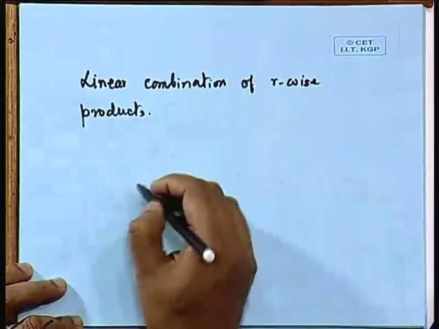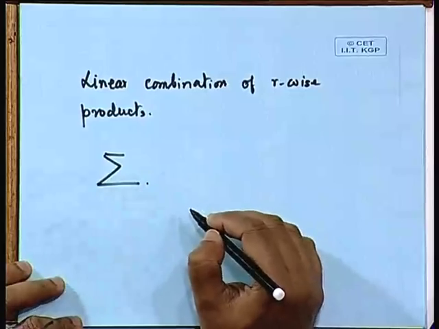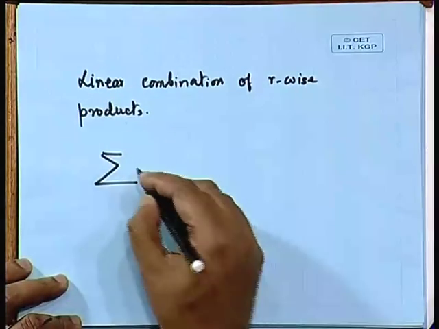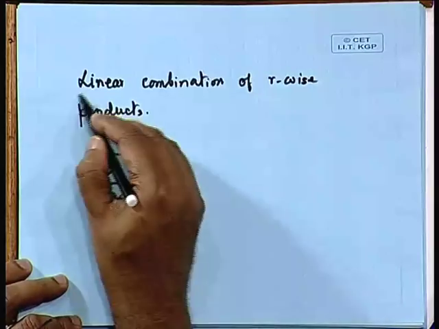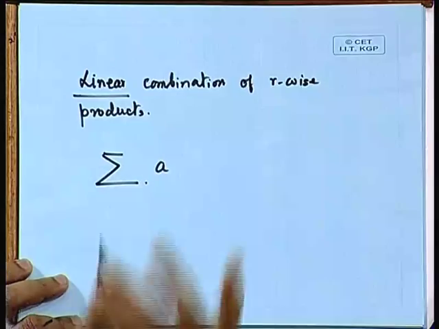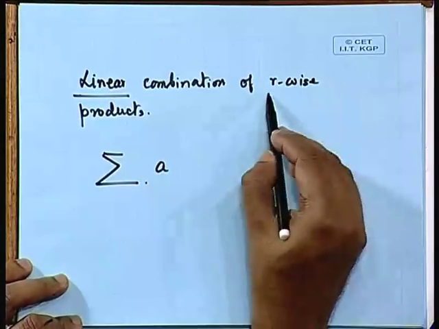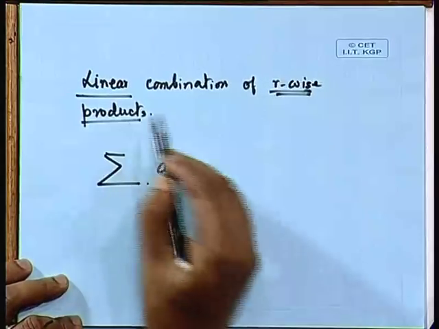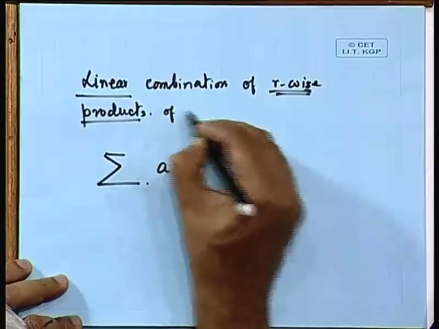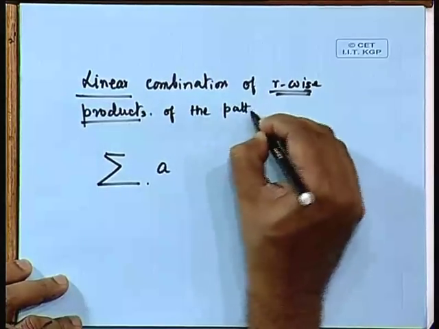And what is that? It says that you can express the mapping function as a summation like this, I mean a linear combination, but a linear combination of what terms? Where r-wise products means r-wise products of the pattern coordinates. Okay, so we have to write that: r-wise products of the pattern coordinates.